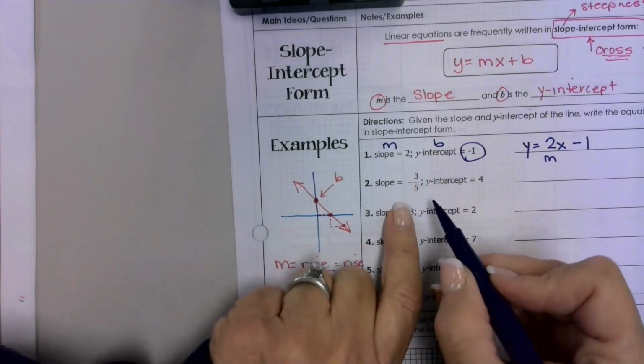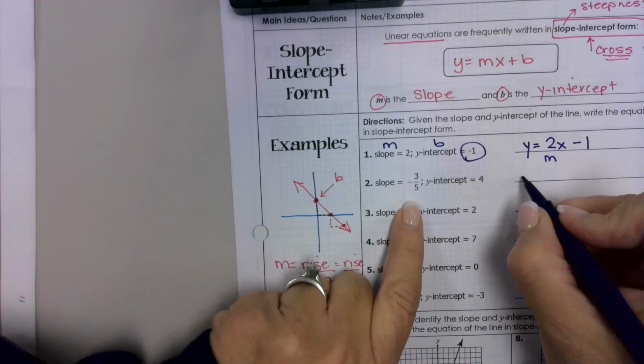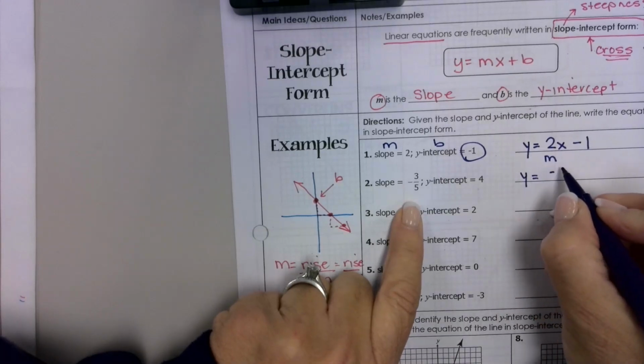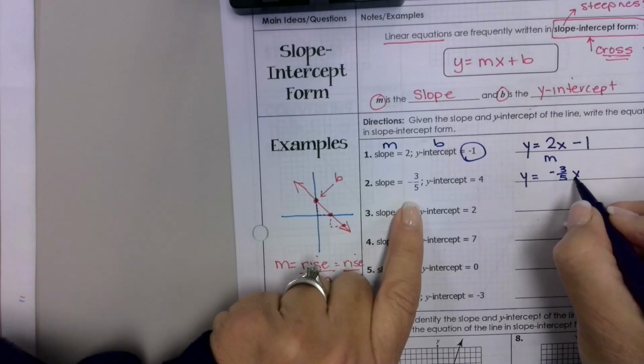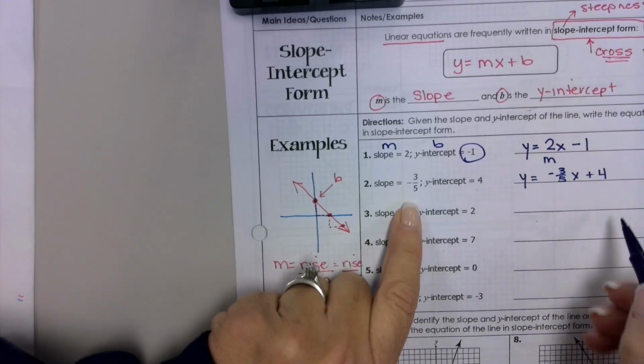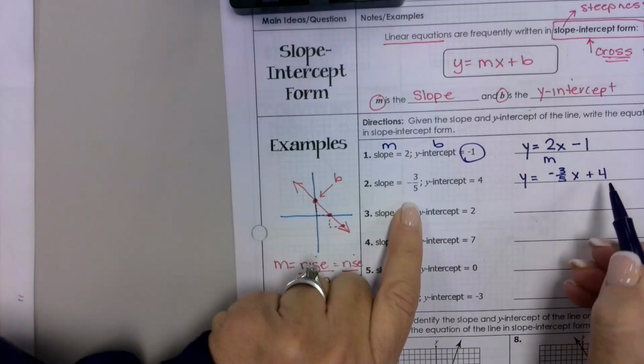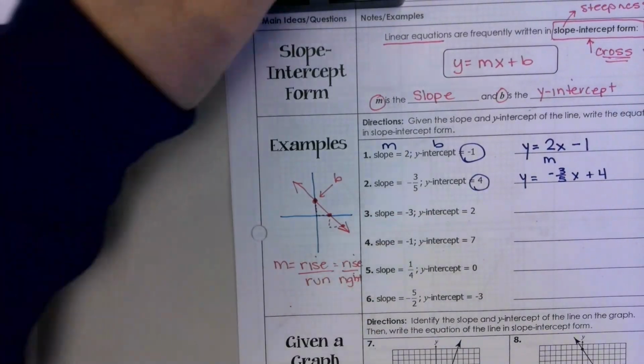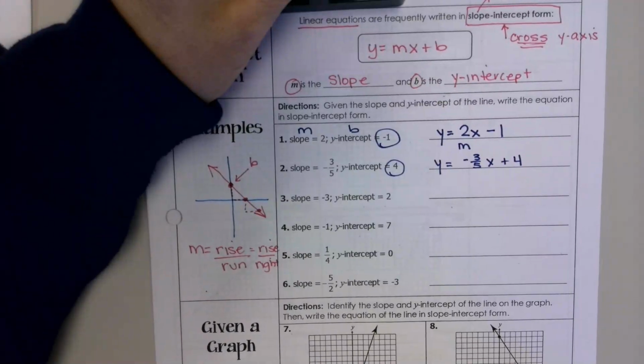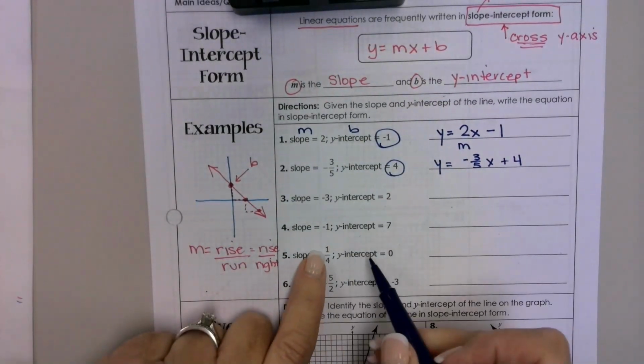Okay? Doesn't matter if I have a fraction. So if I have a fraction, I'm going to have y equals negative 3 over 5x plus 4. Now this is truly a plus b because this value here is positive. Okay? So I can look at any one of these. This is pretty simple actually.